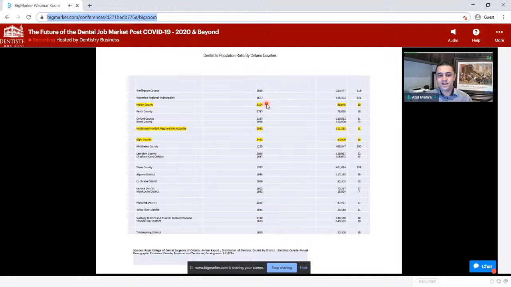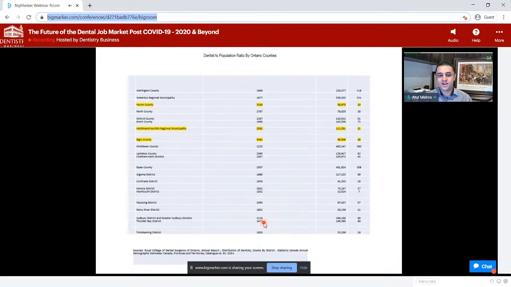Whereas in other regions, for example, let's see here, Sudbury, 2,116 individuals for every dentist. And if you look at other areas like the Greater Toronto area, it's even closer to 900 to 1,000 people for every dentist.